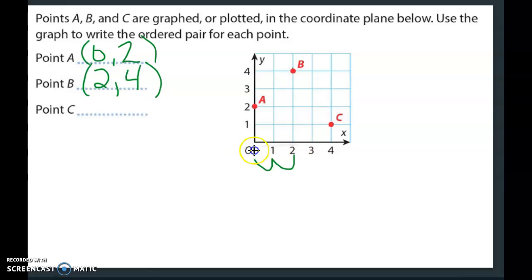And then our last one, point C. Where do we always start? On the origin. How many times do I have to jump from the origin left or right? Well, I have to go right 4 times. So my first number in my ordered pair is 4. Do I have to go up or can I stay? I have to go up 1 jump. So the ordered pair for point C is 4, 1.